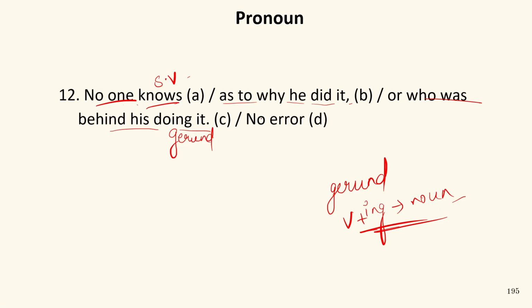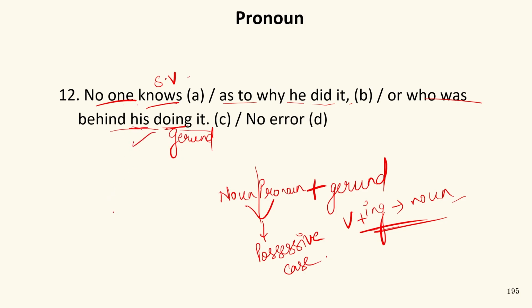Now, no one knows as to why he did it or who was behind his doing it. Now, doing is a gerund. Before every gerund, if we write a noun or pronoun, before a gerund, they should be in possessive case only. Now here we have a gerund doing and here it is written his, so this is correct over here. So there is no error in this sentence, so D will be the correct answer. That is no error. The sentence is absolutely correct and there is no error in this sentence.